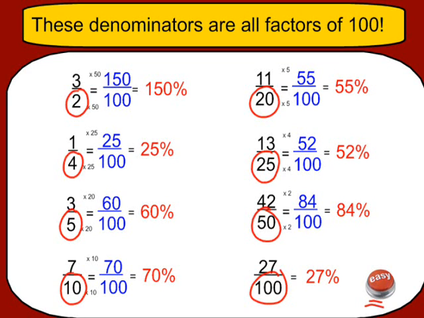Finding an equivalent ratio for 3/2 would be easy. We just multiply each by 50. 1/4, super easy. Just multiply times 25, that'd be 25%. 3/5, very easy. Just multiply by 20.